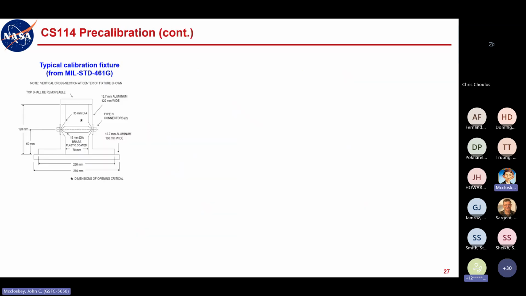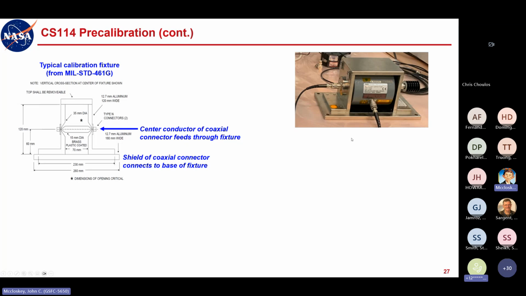So what is this calibration fixture? Well, it's a hunk of metal. And what it does is it has a pair of coaxial connectors on either side, generally speaking, N connectors, and it feeds the center conductor through the fixture, okay? And then the shield of the coaxial connector is tied to the base of the fixture. So here's a picture of one.